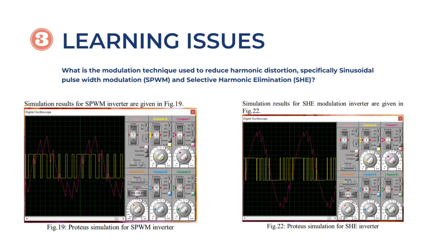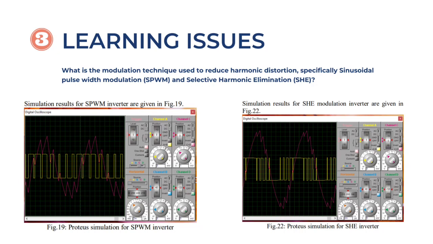As for the third learning issue, what is the modulation technique that is used to reduce harmonic distortion? For this case, we will specifically talk about SPWM and SHE. SPWM and SHE are two modulation techniques that are used to reduce harmonic distortion in power electronic systems.